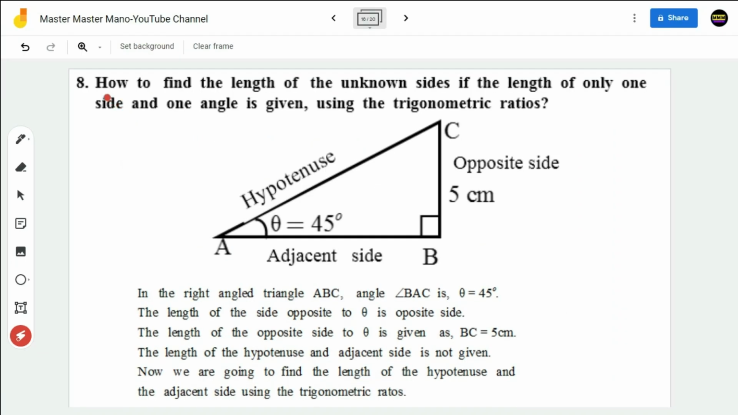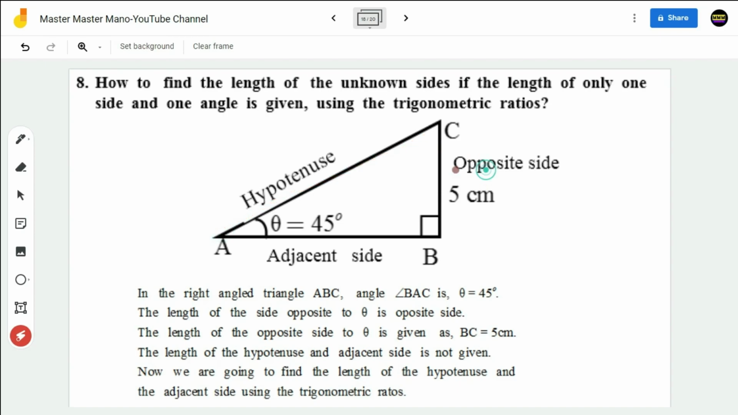Now we are going to see how to find the length of the unknown sides if the length of only one side and one angle is given using the trigonometric ratios. In the given right angle triangle ABC, angle ABC is 90 degree, angle BAC is theta equal to 45 degree. The side opposite to theta is the opposite side, that is the side BC, and its length is given as 5 cm.